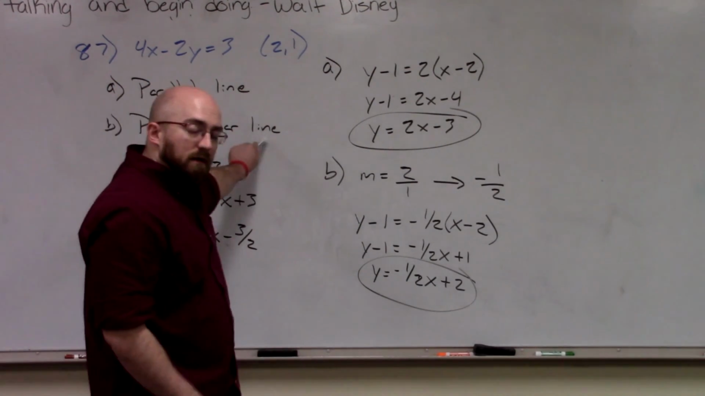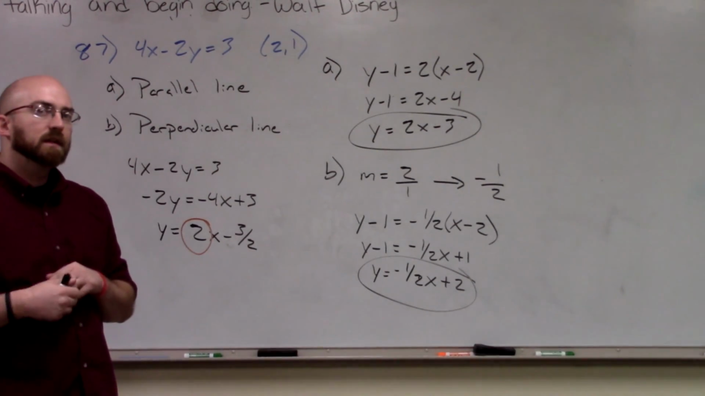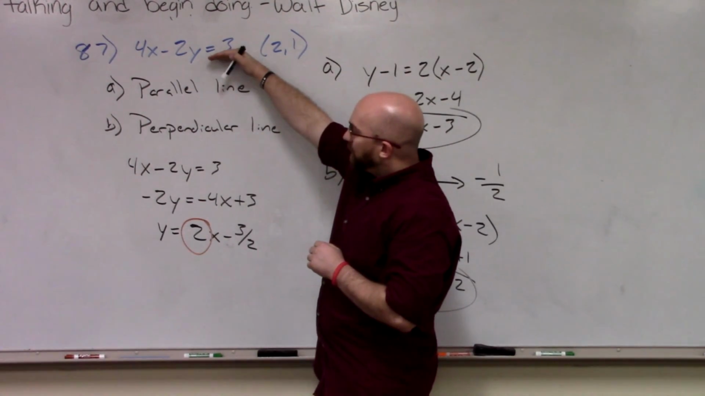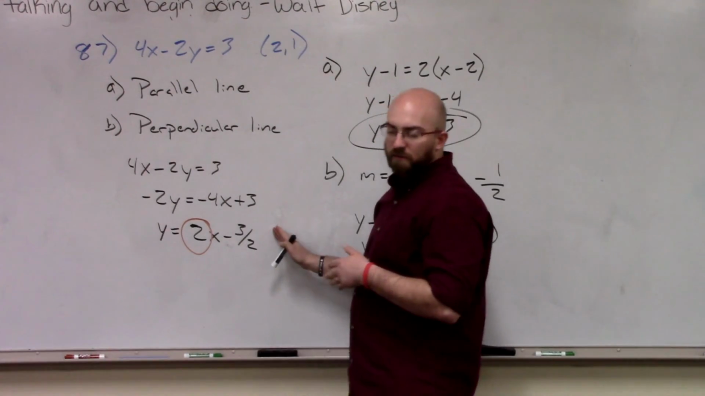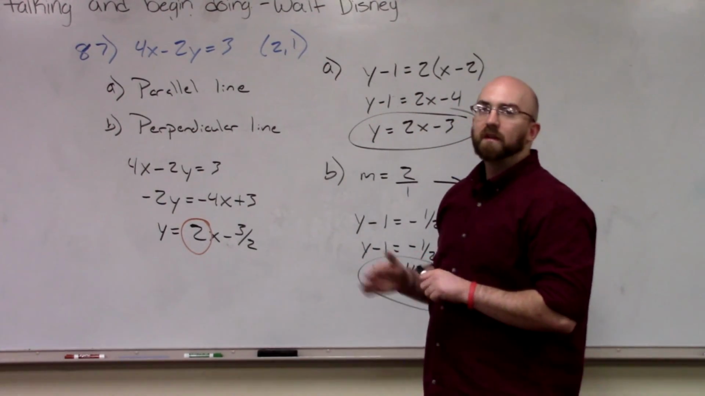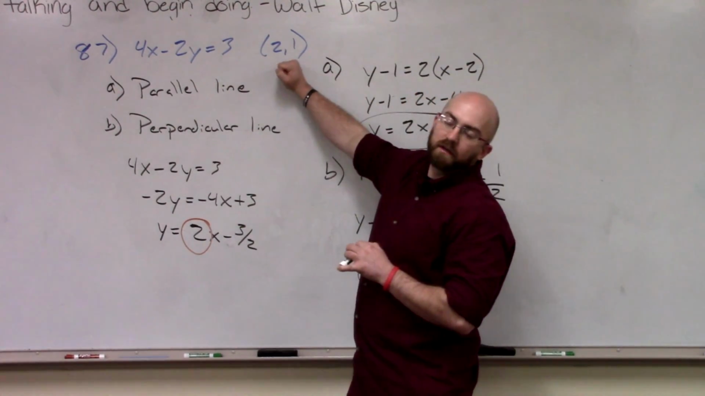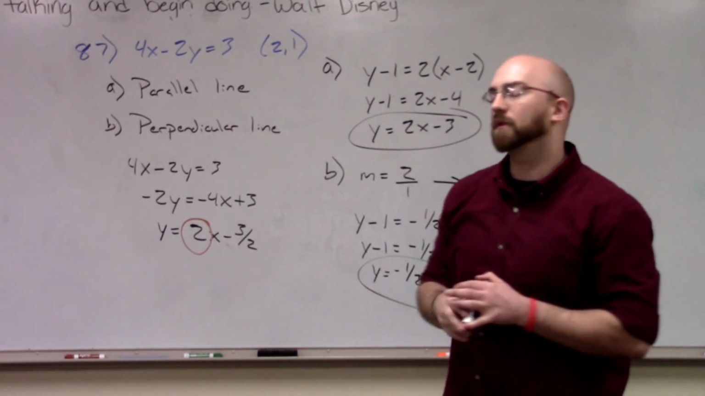This problem right here is the one that stumps students the most, because it's multiple parts. The problem is they freak out with this because they think this intercept, they think all they have to do is just change that, and it's parallel. But they have to go through this point. They have to go through this point 2, 1, and that's the problem that students have. They forget that they have to go through a certain point.